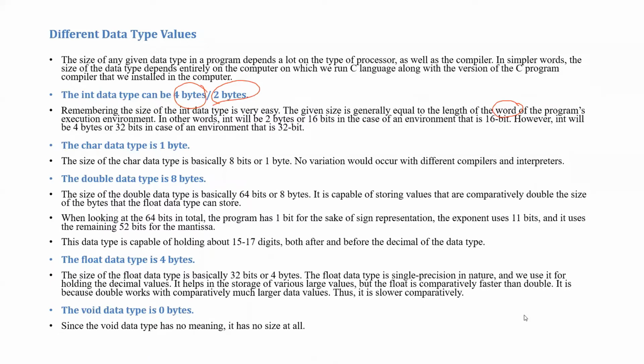So simply I can say that as per Turbo C, the int data type is using 2 bytes of memory. And when it comes to char, it is going to use 1 byte. 1 byte means 8 bits.